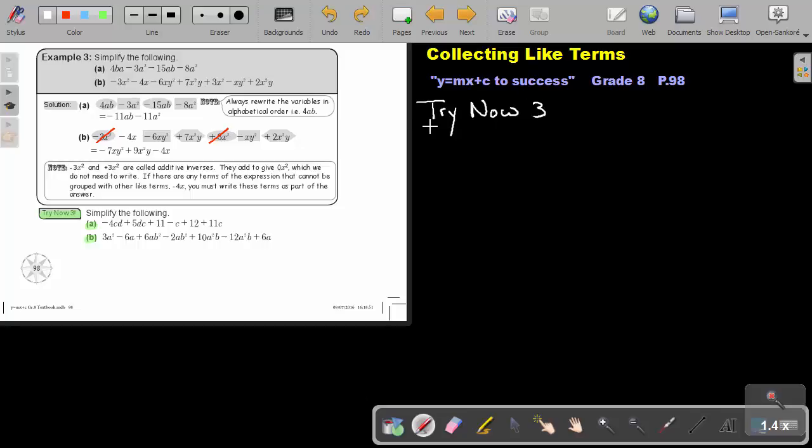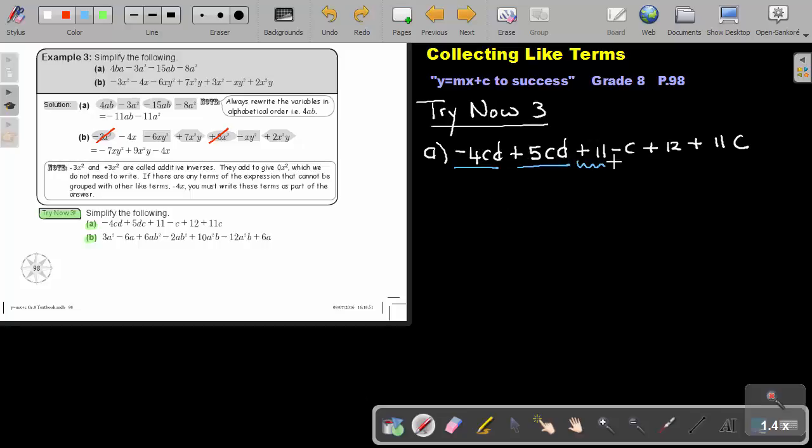So let's look at try now 3. Let's start with number A. So it's negative 4CD plus 5. Now let's already write it in alphabetic order. CD plus 11 minus C plus 12 plus 11C. Okay, let's mark our like terms. So there's a negative 4CD and there's a positive 5CD. There's a constant and there is a constant. And there's a term with C and there is a term with C.